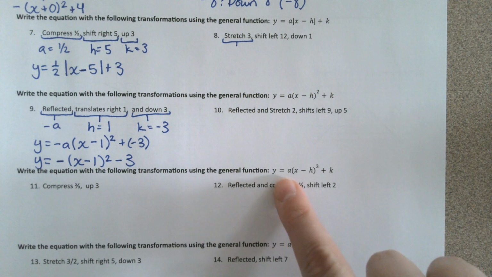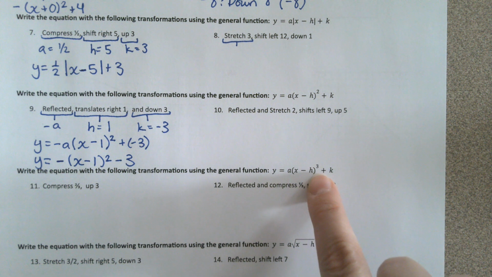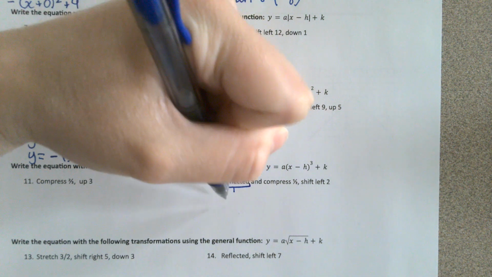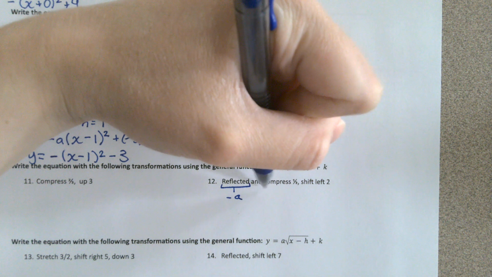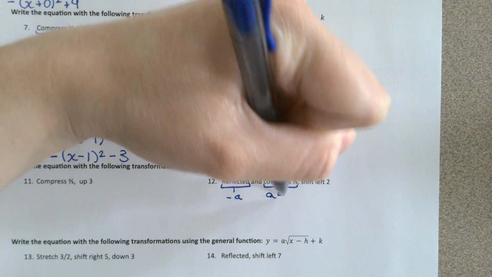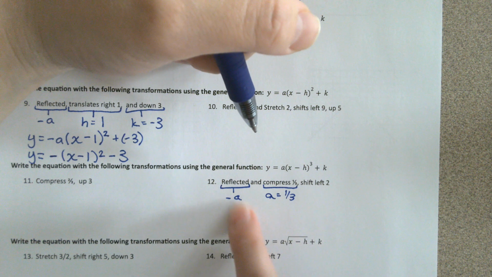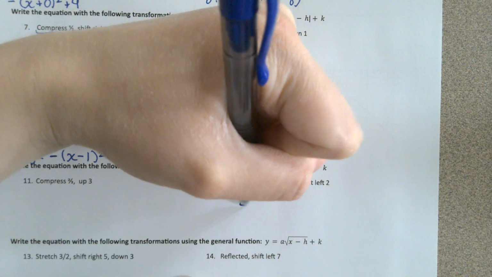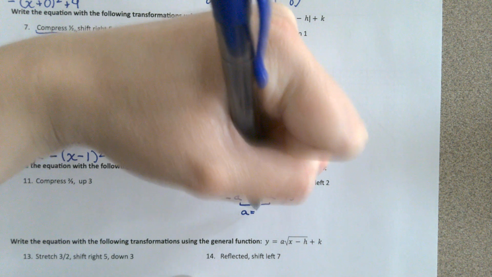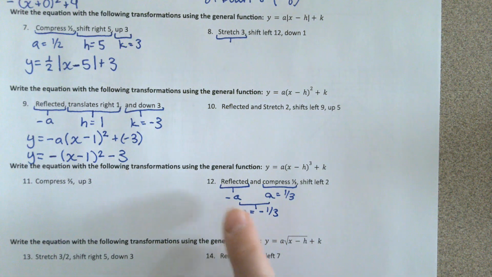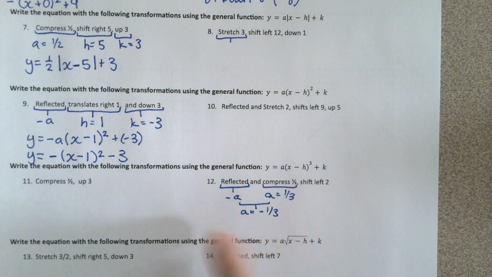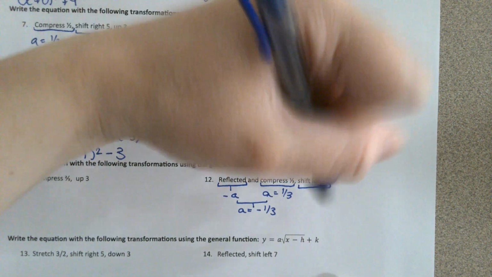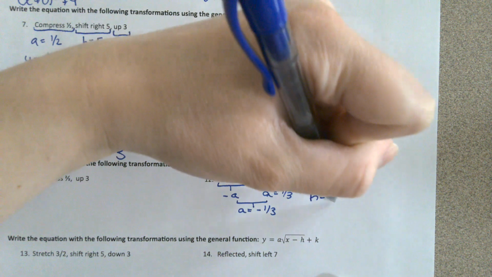This time our function is y equals a times x minus h cubed plus k. Reflected, again, that's a negative a, and compress 1/3. That means a equals 1/3. So putting all of this together, a is actually negative 1/3. So we know it's negative and we know it's 1/3. So negative 1/3 is the full value of a. Shift left 2. Again, that's an h movement. h equals left is a negative movement, so negative 2.